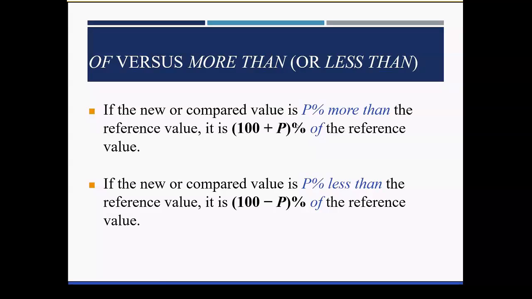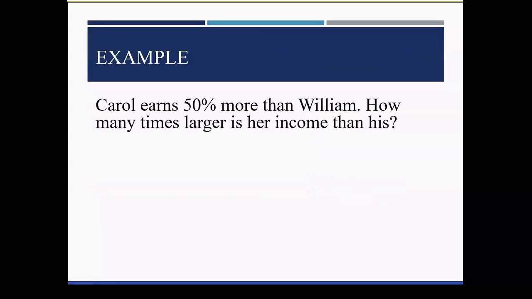To compare, you use either 100 plus or 100 minus p. P represents the percentage in the question, and you use the plus anytime something is an increase or something goes up, and you use the minus to represent comparative values when they're going down or decreasing. So here is an example.